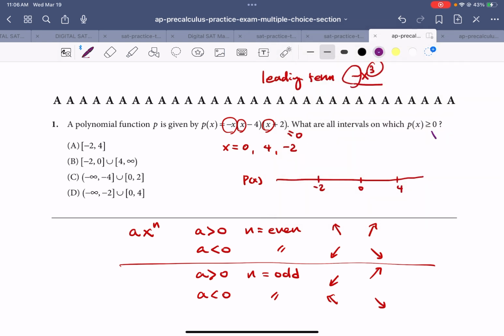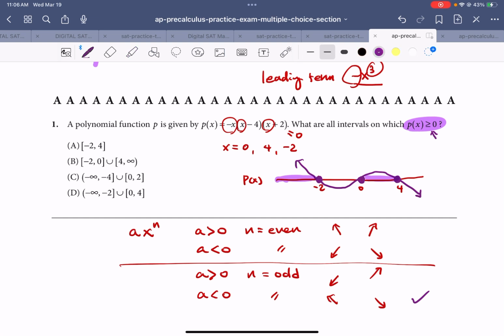Since it includes the sign, I'm going to mark it with a filled, darkened circle here, not an open circle, a closed circle. Then the degree is odd and the leading coefficient is negative, so it should be this case. If you follow that, then the graph looks like this, right? Where p of x is positive, it should be this region and this region.